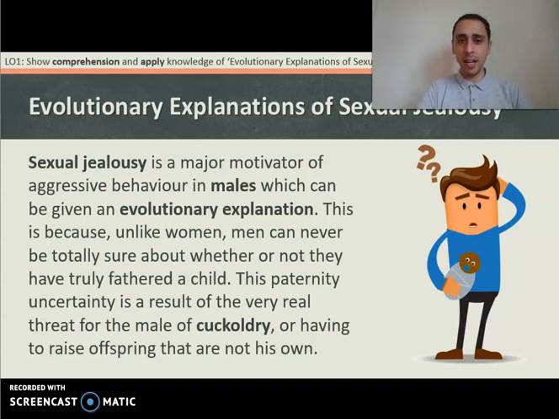And it understood it in animals in terms of natural selection, in terms of passing on your genes. This lesson is about the evolutionary explanations, but it's using human research. This is because, unlike women, men can never be totally sure about whether or not they have truly fathered a child. The woman gives birth. It comes out of the woman. We know that that's at least the woman's, but there's no 100% way of knowing, without modern technology, if that kid is truly yours.